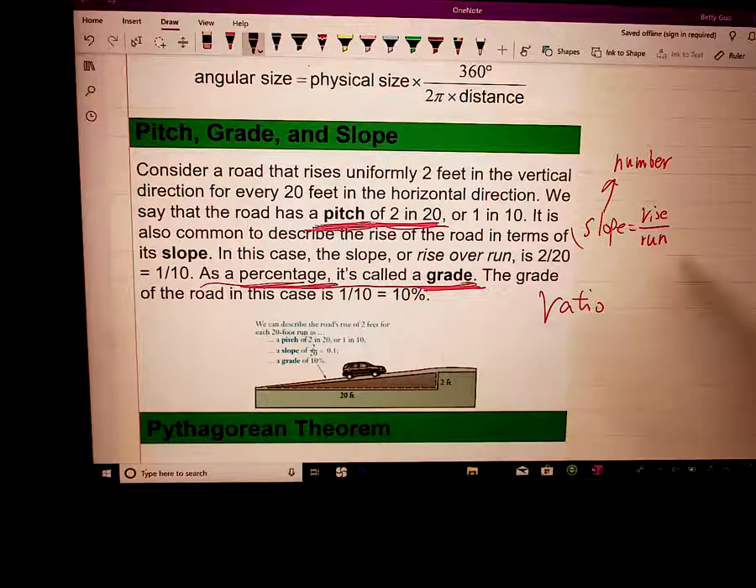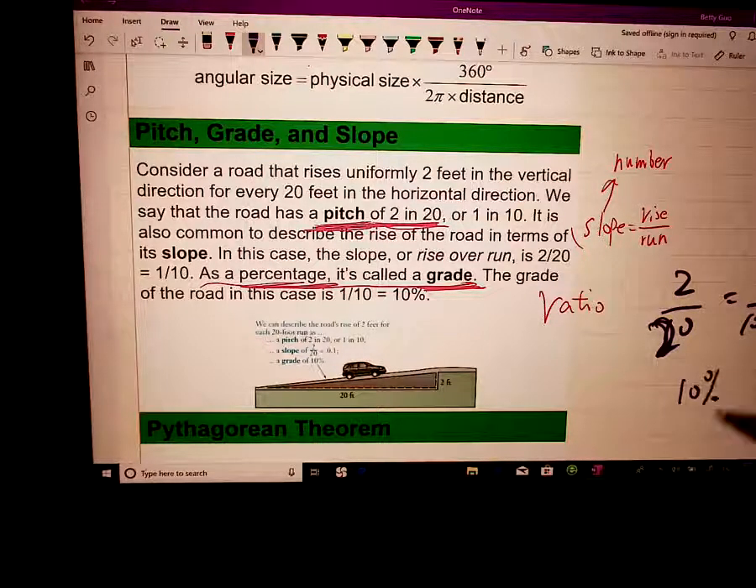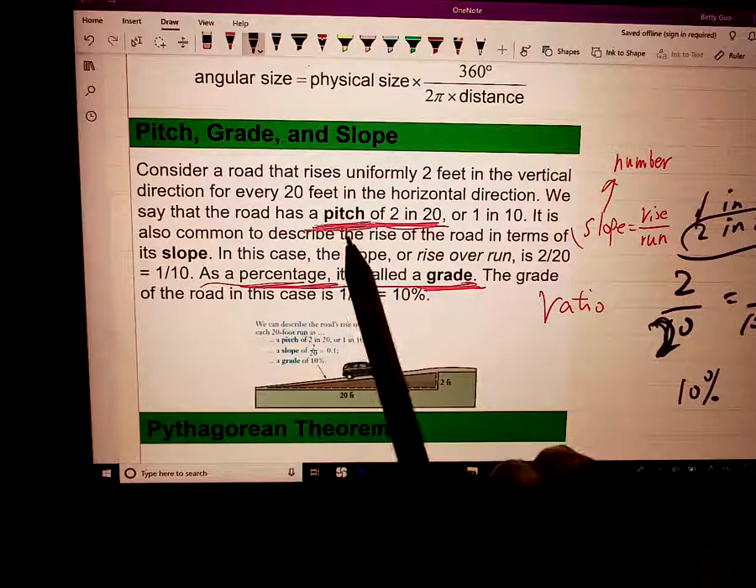For example, if the slope is 2/10 or 2/20 or 1/10 as a fraction or decimal, that's the slope, right? If we convert the fraction to a percent, let's say 10%, then that would be the grade. If we convert this fraction to a ratio, 1 in 10 or 2 in 20, that's the way we use a pitch to represent the slope.